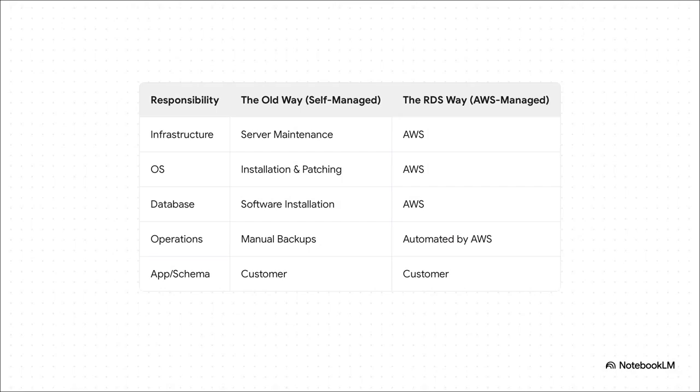And this slide, I think, just lays it all out perfectly. Look at the left side, the old way. That's your to-do list, server maintenance, OS patching, backups, all that heavy lifting. Now look at the right. With RDS, that entire list of chores is just gone. It's handled by AWS, and that frees you up to focus on the stuff that actually moves the needle for your business, like optimizing your application and fine-tuning your database queries.